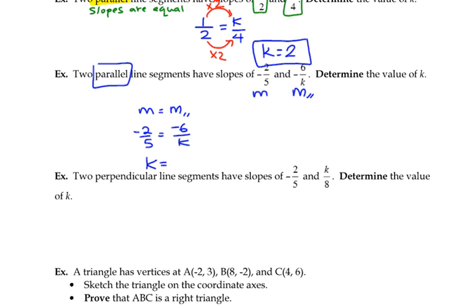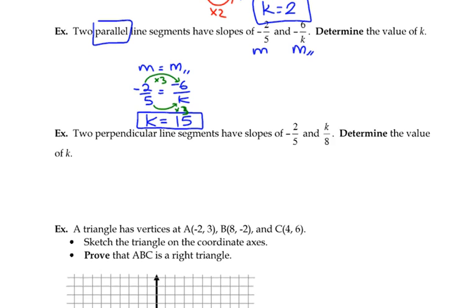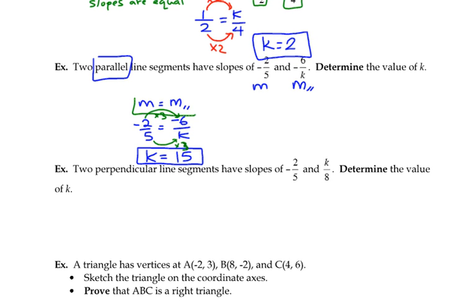What does k equal then? How did you get k equals 15? Negative 2 times 3 equals negative 6, so 5 times 3 equals k. Good. Times 3. Let's try another one. So we were using in both of these that a slope is equal to its parallel slope.